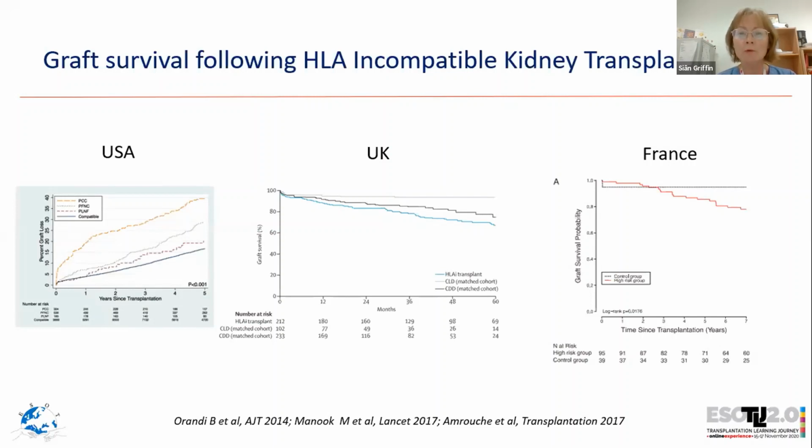However, I think it's also important to note that the 5-year survivals in these groups are still pretty good. So even with a cytotoxic cross-match prior to transplantation in the US, 60% of the grafts are still functioning after 5 years. So these aren't terrible outcomes. They're not as good as they could be, but they're not beyond the realms of what we perhaps should be offering our patients.